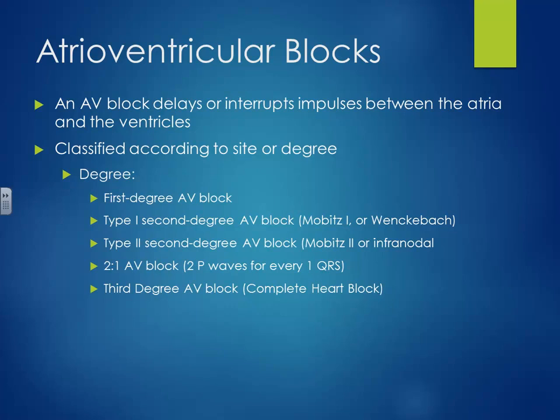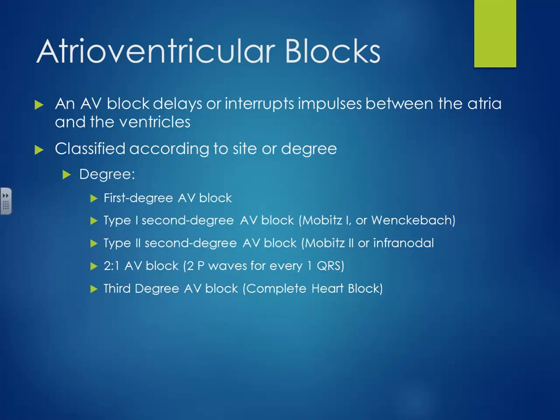So you got your first degree, your type 1 second degree, which is your Mobitz 1 or your Winky Bop. Your type 2 second degree, that's your Mobitz 2. There's this 2-to-1 AV block, don't worry about it. You got your third degree AV block. All right, we just talked about them all.